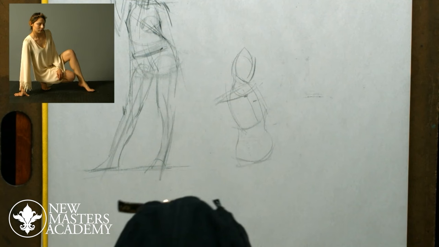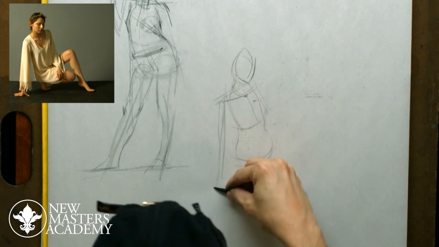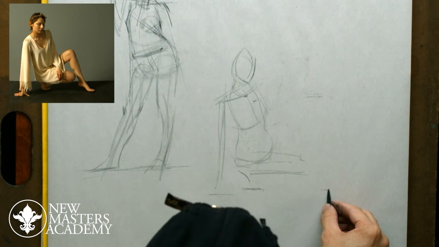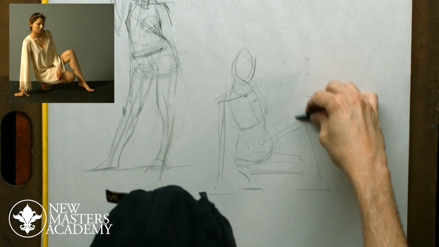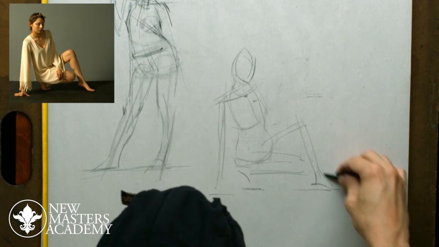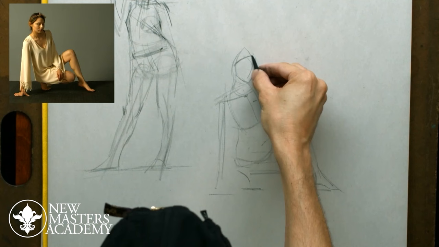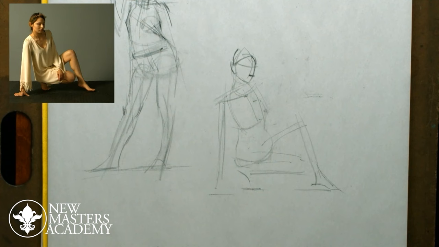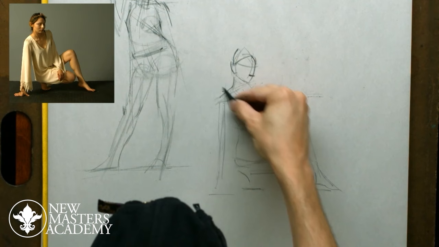We have this distribution of weight on the right hand. And the hand in proximity to the foot, in relationship to the other foot on the ground plane. This nice graphic V shape.